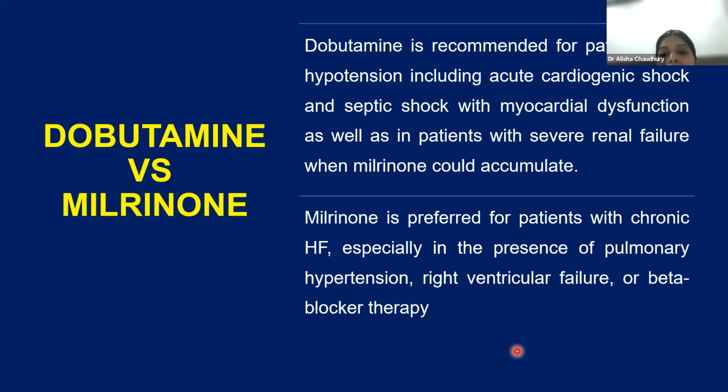Whereas milrinone is preferred for patients with chronic heart failure, especially those with more of an RV failure component, or patients on beta blocker therapy, because with beta blocker therapy beta receptor desensitization must have already happened, or if there is pulmonary hypertension, because it is a phosphodiesterase inhibitor. So we should know when to use dobutamine and when to use milrinone.